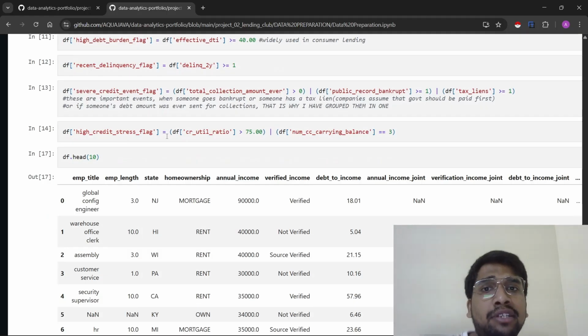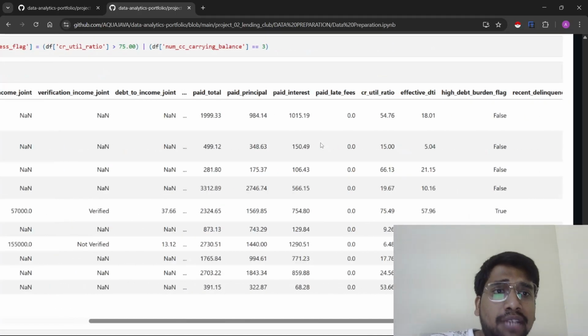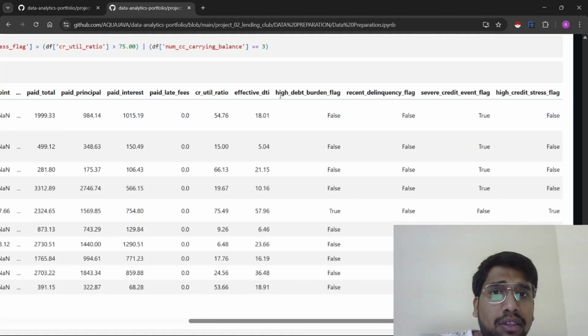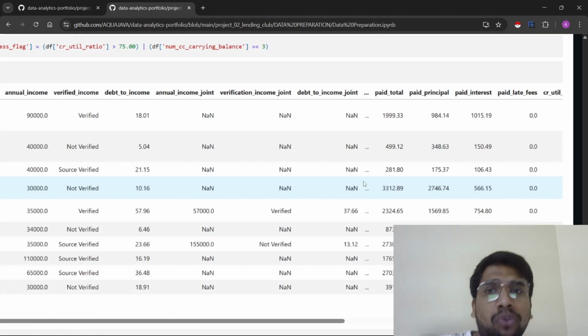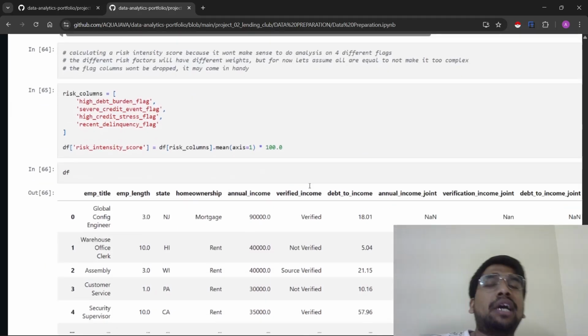Then we have the high credit stress flag, which is based on the credit utilization ratio and the number of revolving credit cards that a person has. After that, I did some checks here. Like here you can see the new flags, which are in the form of true and false. Then I combined all those four flags into one flag. I've mentioned the reasons here, as you can see.